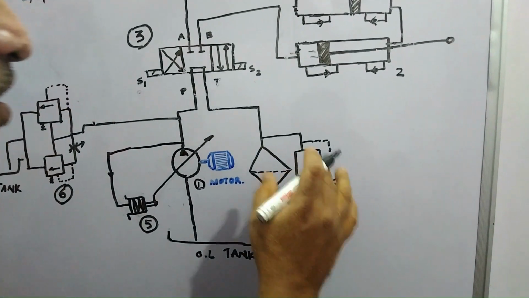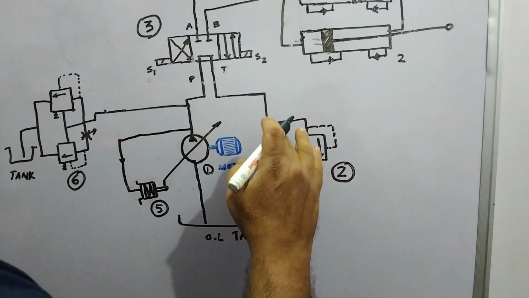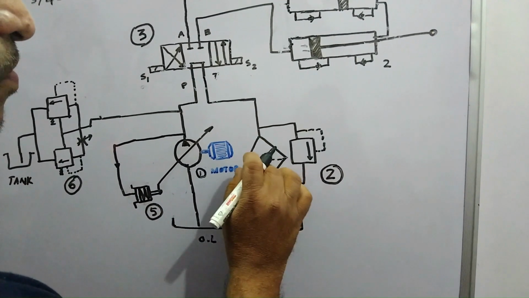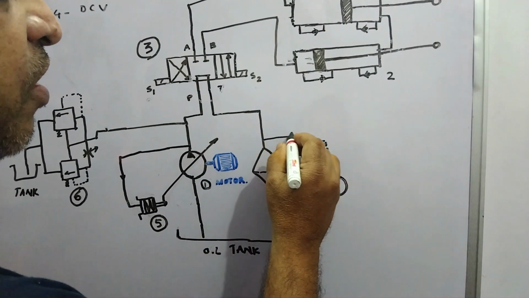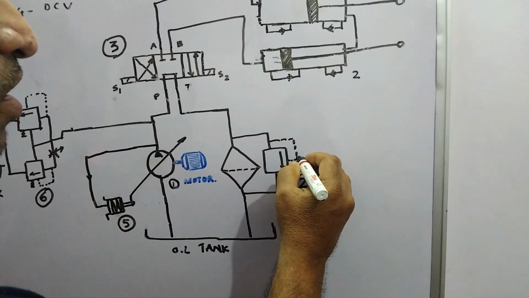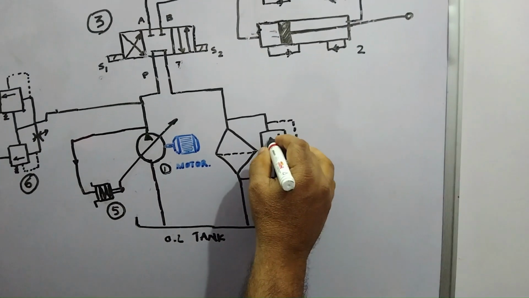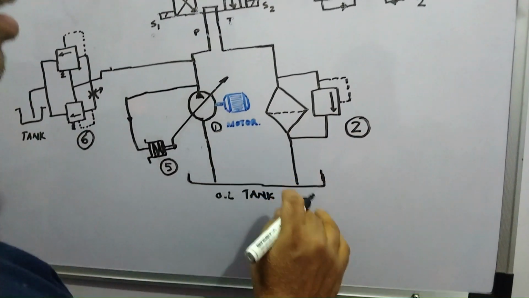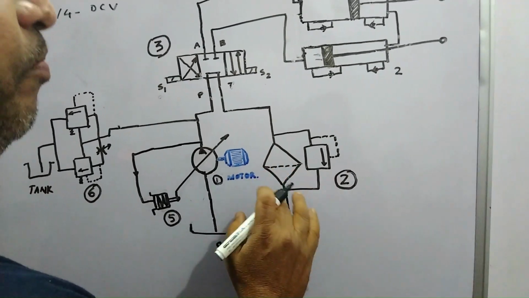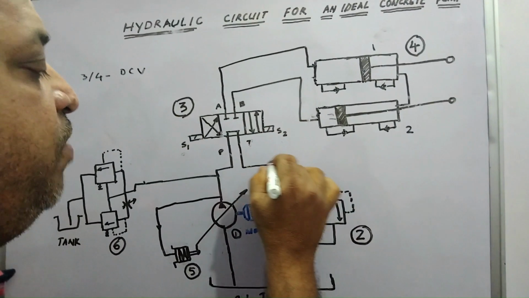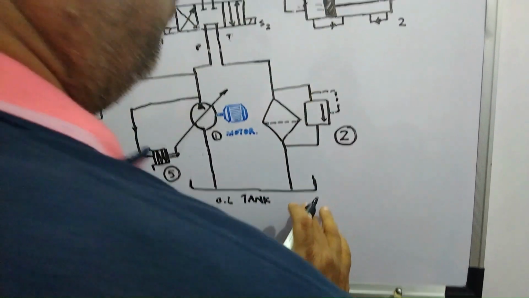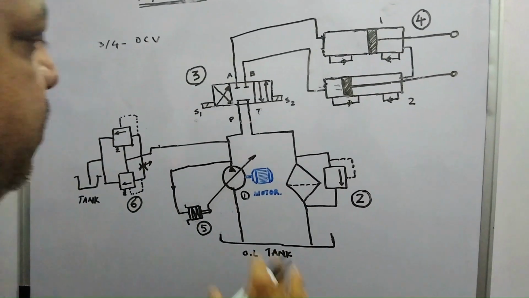Now this is a filter. Suppose the filter is jammed here, the oil will flow through the relief valve. It will open. So this is the pilot line. It will open this relief valve and the oil comes here and is drained back to the tank if the filter gets choked up. If the filter is not choked up, the oil will directly penetrate through the filter and drain back to the reservoir and tank. This is the first condition.